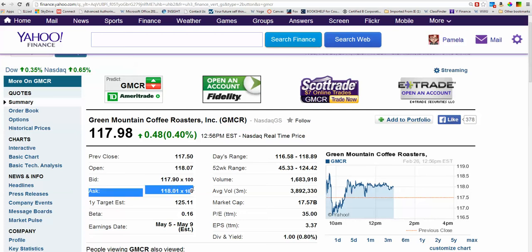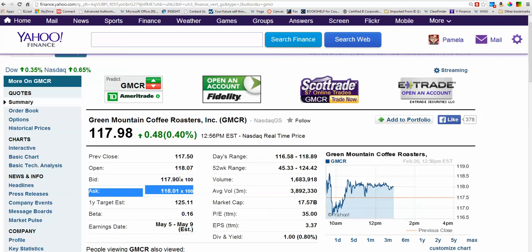There is another dealer, or maybe even the same dealer, we can't tell from this information, who is willing to sell. They're asking you to pay $118 and a penny per share for 100 shares. So there are only 100 shares being offered to you for $118 and a penny. And the way the dealers make their profits is that difference between the bid and ask price.